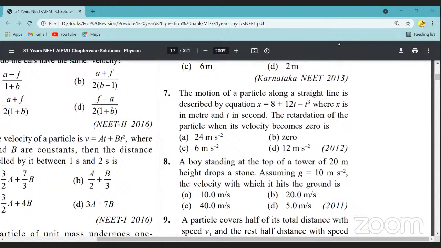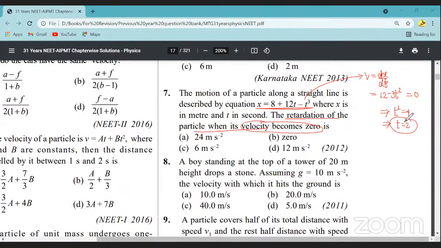Okay. Let me see. So the question is, x is given. Find the retardation. When do we find the retardation? When velocity is 0. So first let us find the velocity. Velocity will be dx by dt. So dx by dt will be 12 minus 3t square. So this is velocity. When is velocity 0? Velocity is 0 when t square equal to 4. So t equal to 2. So velocity is 0 at time equal to 2.